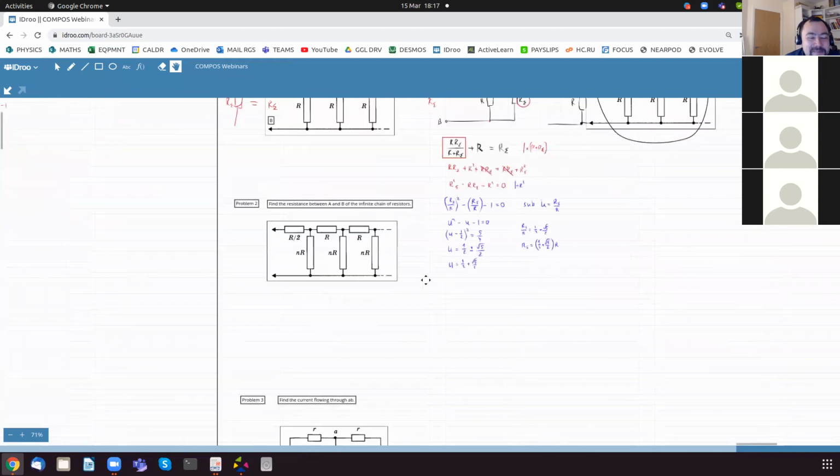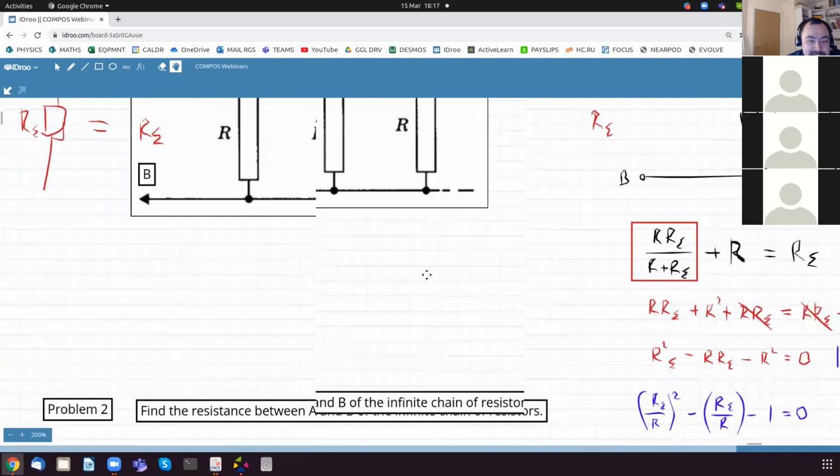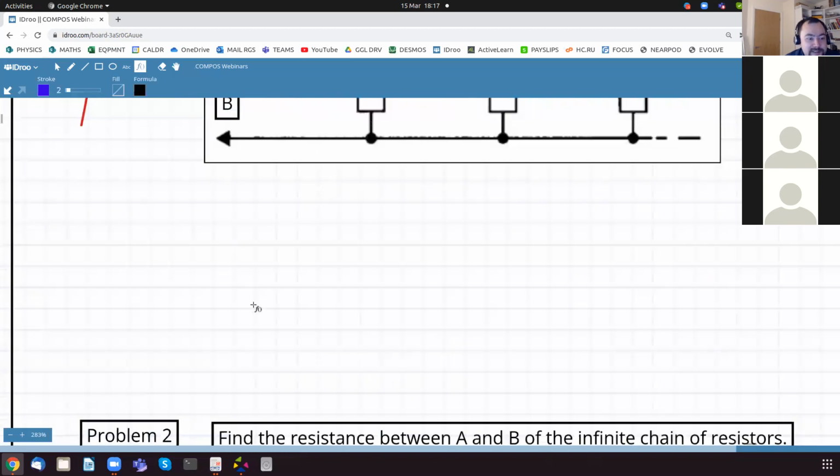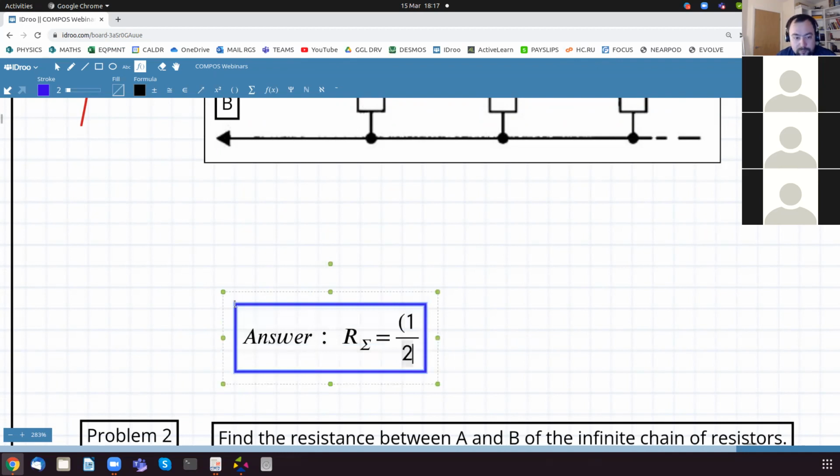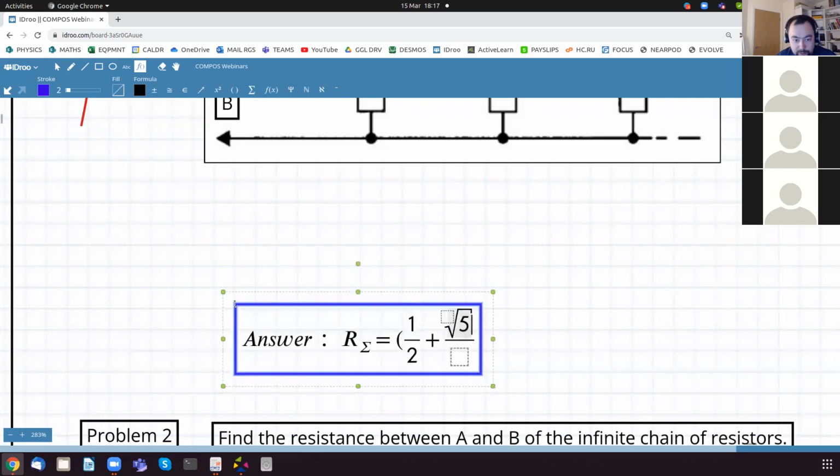Okay. So that's that. That's the total resistance. That's the total resistance answer. So R sigma is equal to 1/2 plus square root of 5/2 sigma R.